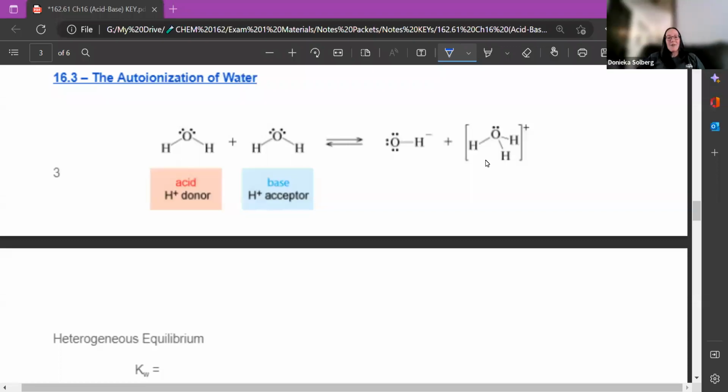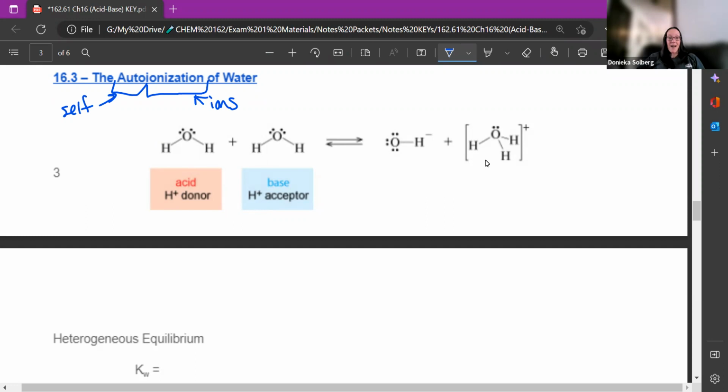On to the autoionization of water. So I'm going to break down this word, right? Auto meaning self, ionization. So it's going to turn into ions of water. Okay. So water can do what's called self ionization or autoionization.